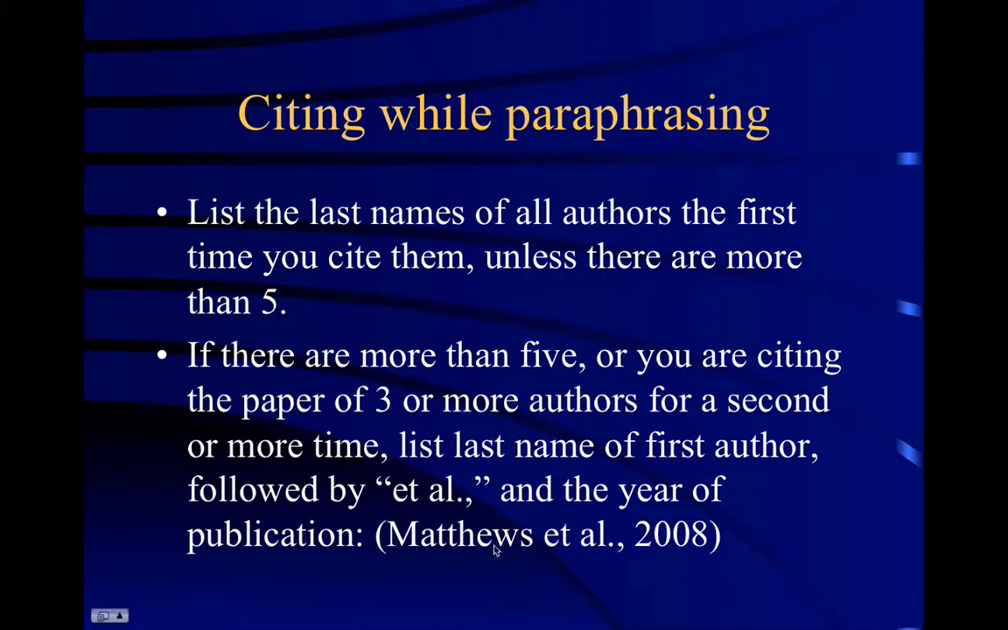For instance, you would say Matthews et al., 2008. Again, that's if you have more than 5 authors, then you're going to always cite it like that. And then the second time or any time after, if the article has more than 3 authors, the first time, you're going to cite all of them. Say if it has 3, 4, or 5 authors, the first time you use their names, you'll cite all of those authors' last names. But then every time after that, you would just put the first author's name, et al., and the publication date.